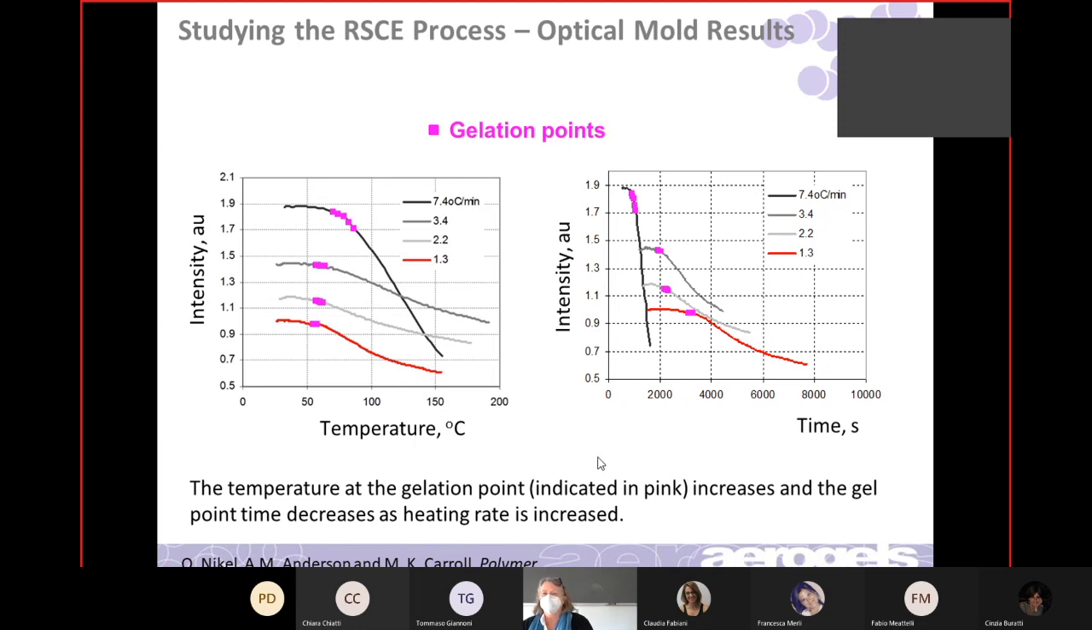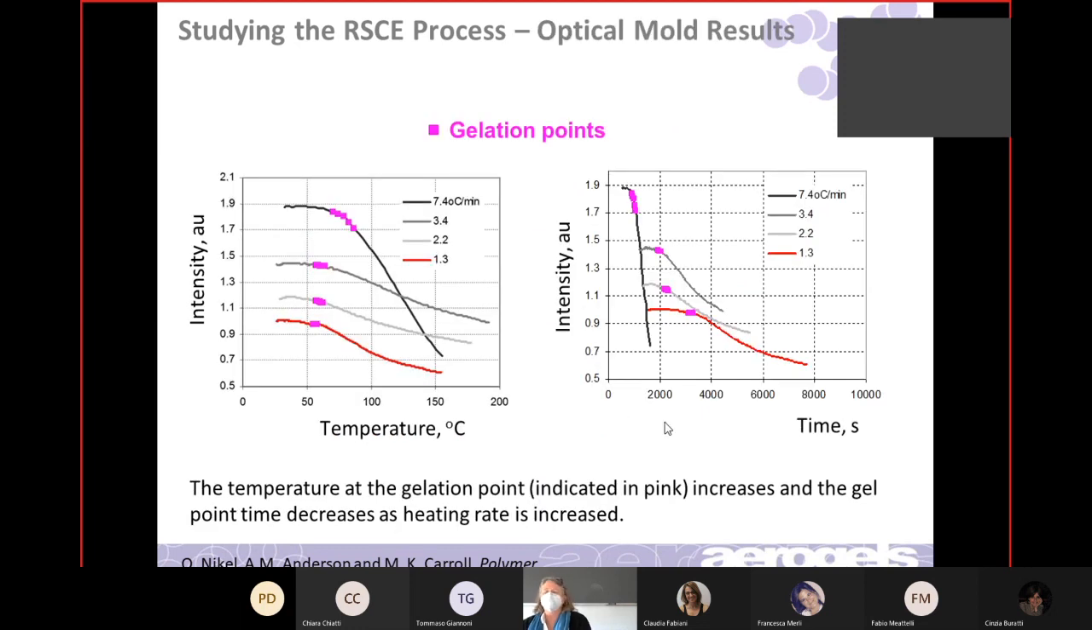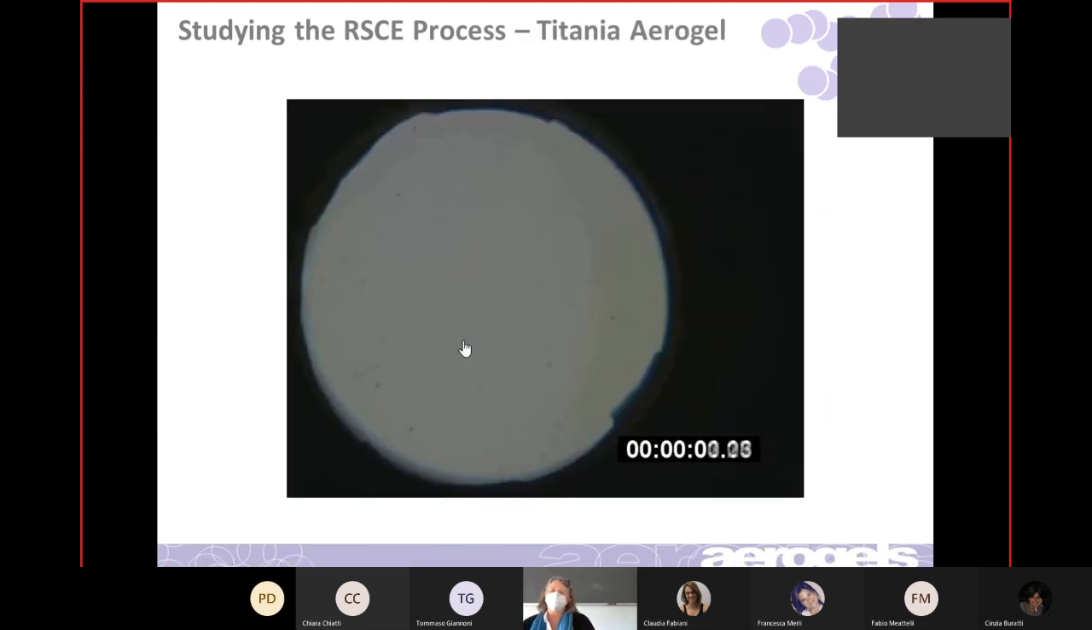But because I'm about to run out of time, I just want to show you this one last thing. We also use this. We were trying to make a different type of aerogel from titanium, a titania aerogel. And we could never make them monolithic. We could make something, but we didn't know what was going on. So we used the same thing to make a titania aerogel. So we're just again looking in the mold.